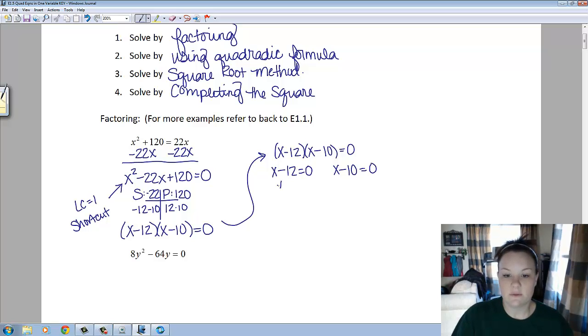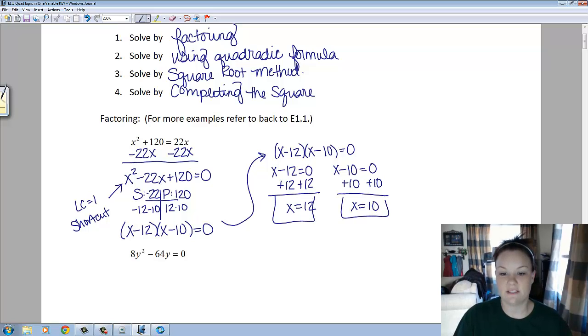So I'm going to add 12 to both sides here, which gives me x is 12. And then over here, if I add the 10 over to the other side, I get x equals 10. So this means that my two solutions are x equals 12 and x equals 10. Okay with you entering it like this. In my math lab, it'll have you enter it all in one box, usually with squiggly brackets. So my solution set here would be 10, 12.